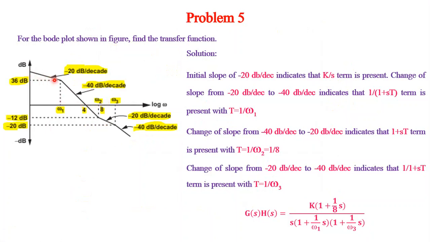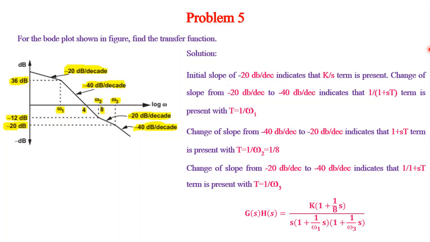We can find that the Bode plot is already given to us. They have given 3-4 regions: initially minus 20 dB per decade, then minus 40 dB per decade slope, minus 20 dB per decade, minus 40 dB per decade slope. And they have given that corresponding to frequency omega 1, the gain is 36 dB. At 4 radian per second, it cuts the 0 dB line along the omega axis. At omega 2 equal to 8 radian per second, the gain is minus 12 dB. At omega 3, the gain is minus 20 dB.